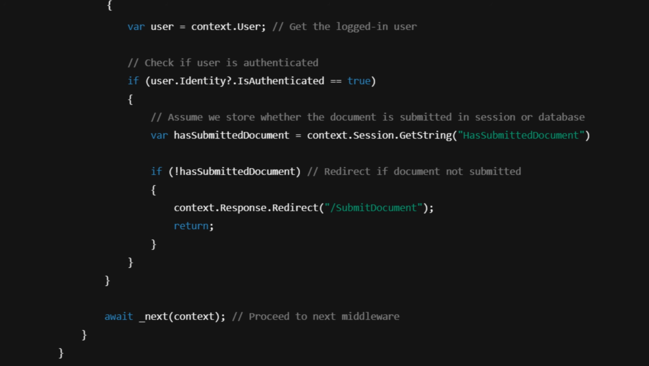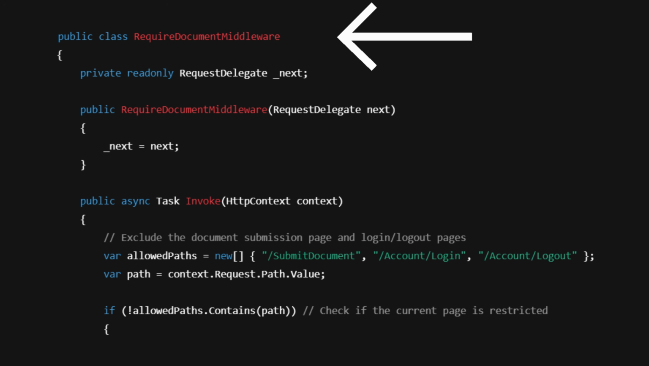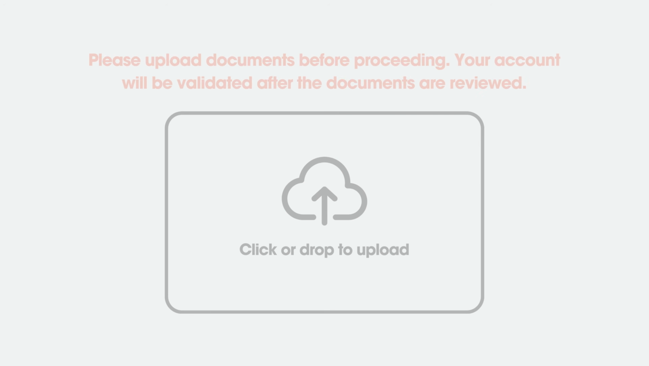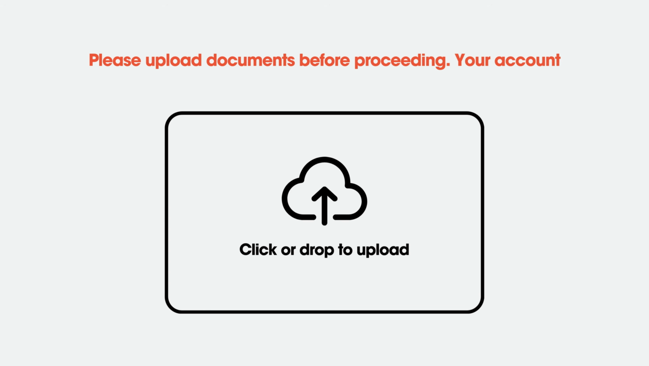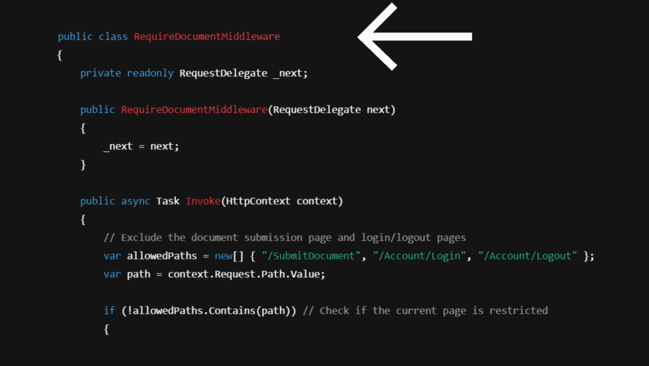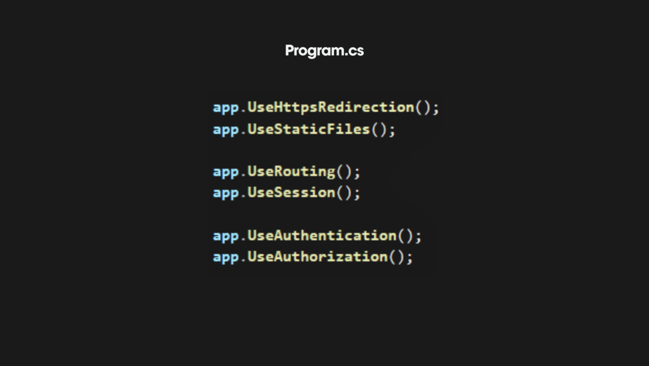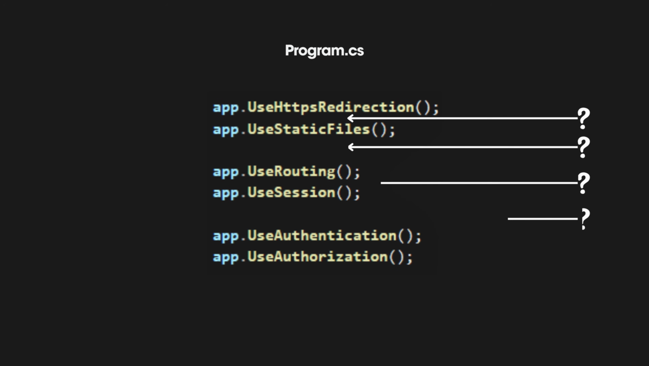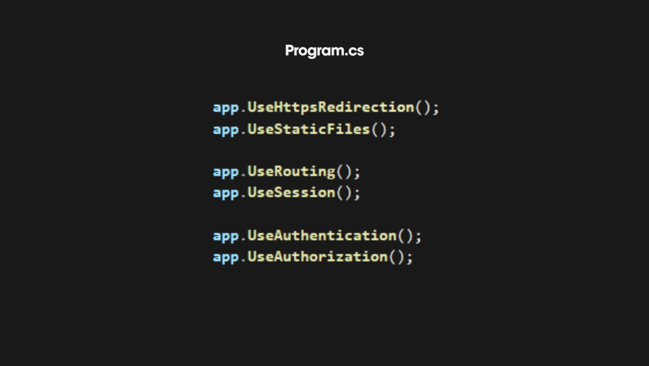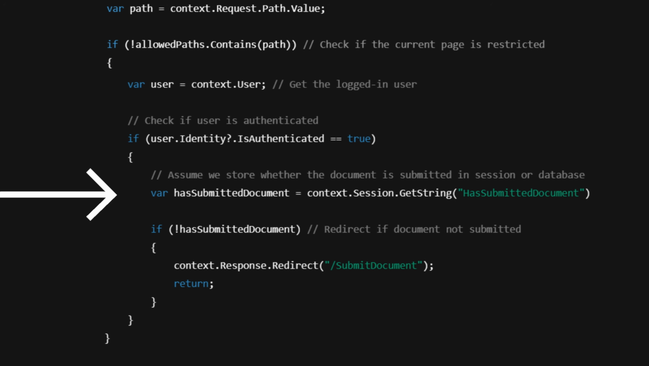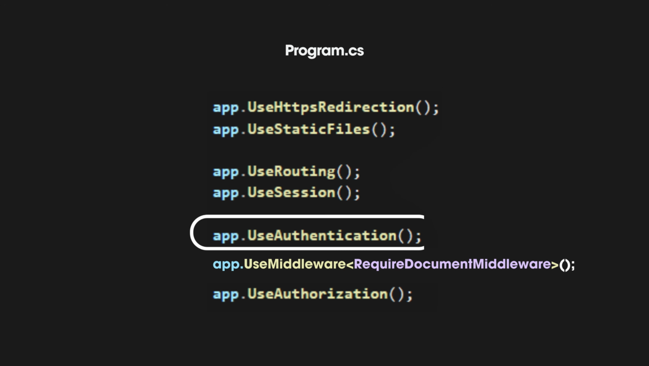So in this scenario, we can understand that middleware is working before a request reaches the controller or action. It's used to modify the request, decide whether to continue the request pipeline or short-circuit it, and modify the response before sending it back to the client. Now, after we have created the custom middleware, we need to add it in program.cs. Remember, the order is important? So in this case, where should we put this custom middleware? We must place it after use authentication because the user will need to be authenticated first. Only then can we check if they have submitted the document.